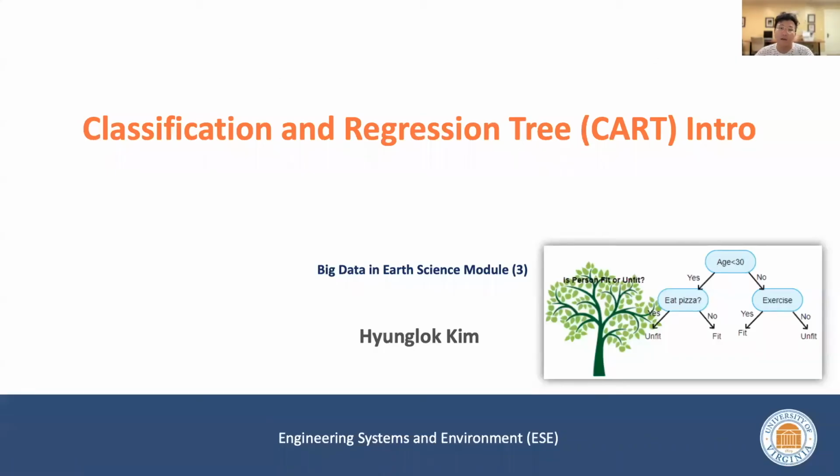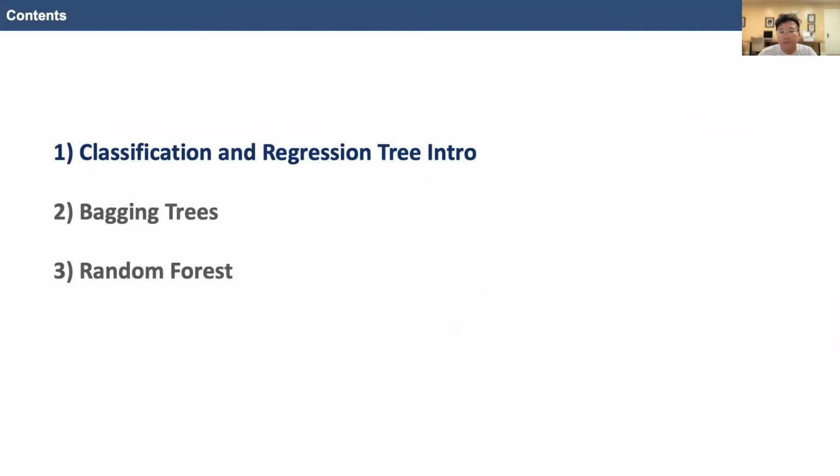Hello, everyone. In this module 3, I will introduce the classification and regression tree, or CART. Specifically, I will describe tree-based methods for regression. This involves segmenting the predictor space into a number of simple regions. In order to make a prediction for a given observation, we typically use the mean or the model response value for the training observations in the regions to which it belongs.